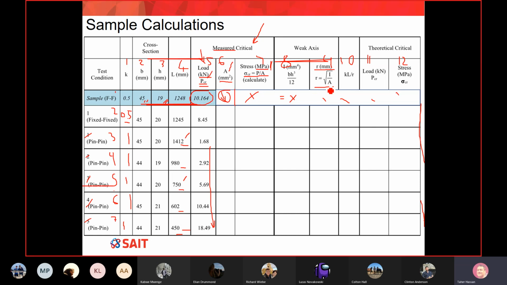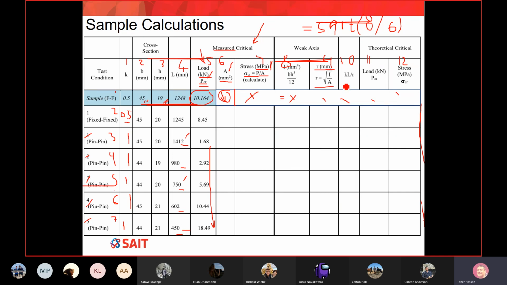The equation is here: R is equal to the square root of I divided by A. We already estimated the I in column 8 and the A in column 6. So you take column 8 divided by column 6, and then take the square root. Remember, in Excel you type SQRT, a function that simply finds the square root. So this will be the square root of column 8 divided by column 6, and this will give you the radius of gyration.